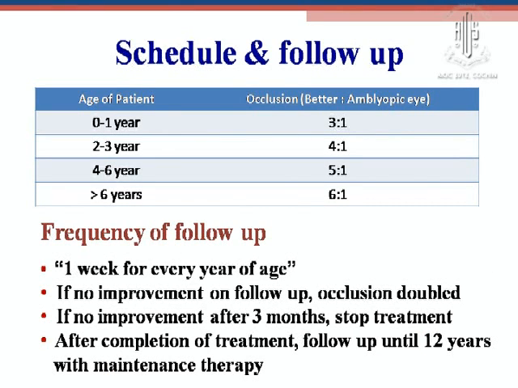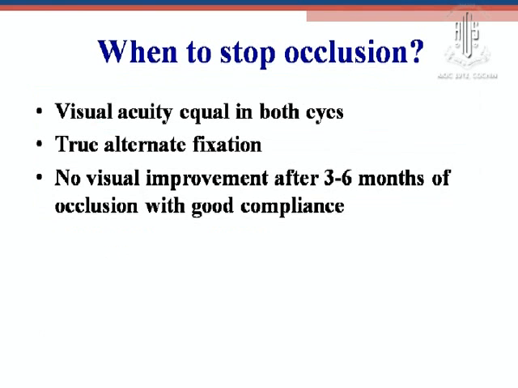Majority of the ophthalmologists follow the full-time patching according to the age rule. What I prefer is part-time patching for mild and moderate amblyopia and full-time patching in case of severe or strabismic amblyopia. Part-time patching is done according to the age rule and the follow-up should be done depending upon the patient's age. One should stop occlusion when the visual acuity is equal in both eyes or the child alternates fixation and there is no visual improvement after 3 to 6 months of occlusion with good compliance.